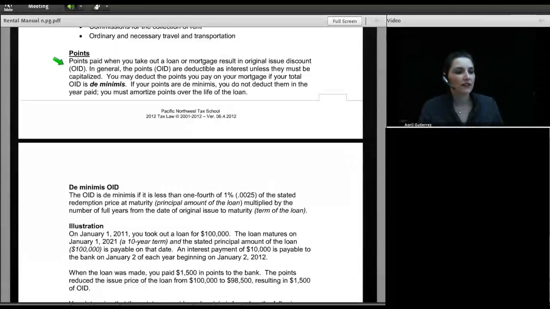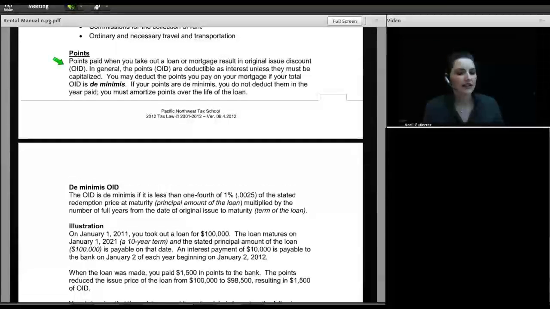So a point is another word for a loan origination fee or a loan discount fee. It is a form of prepaid interest, and typically you pay points at the time you acquire property with a loan. The points are intended to buy down the interest rate in most cases. And if you don't pay points, you pay more interest. So they're a form of original issue discount as well.